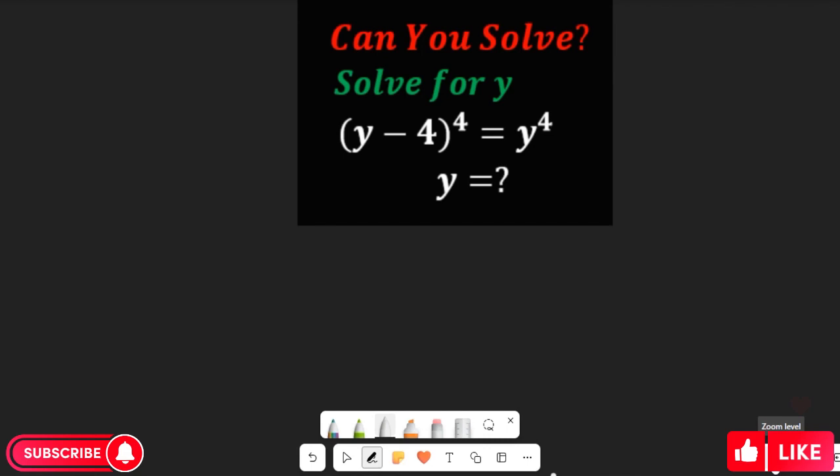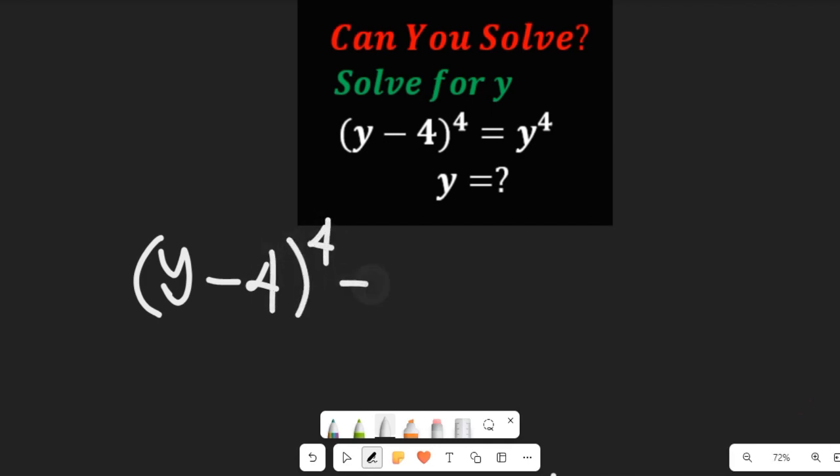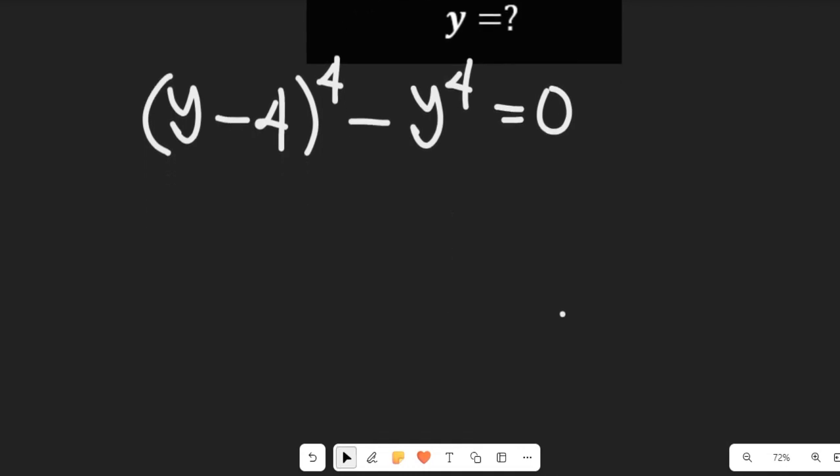Now to solve this expression, I'm going to use this typical method. We'll have our (y - 4)^4 minus y^4 equal to 0. So I've brought the other part of the equation to the right hand side.